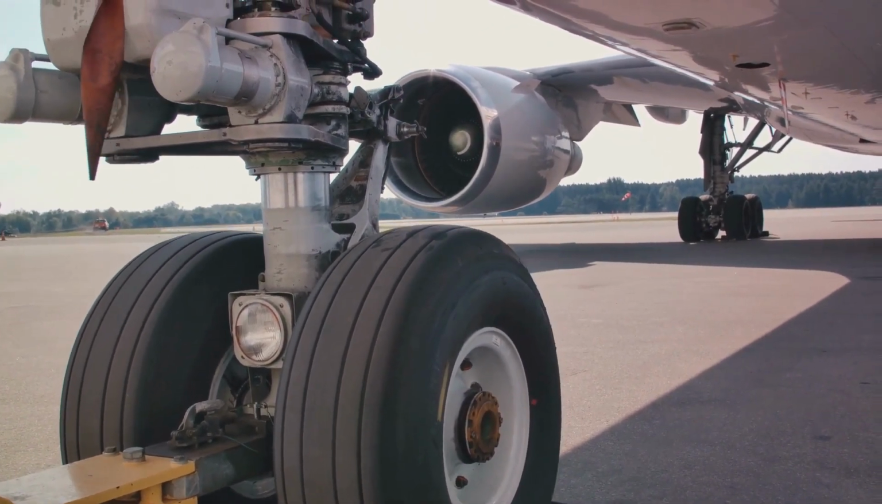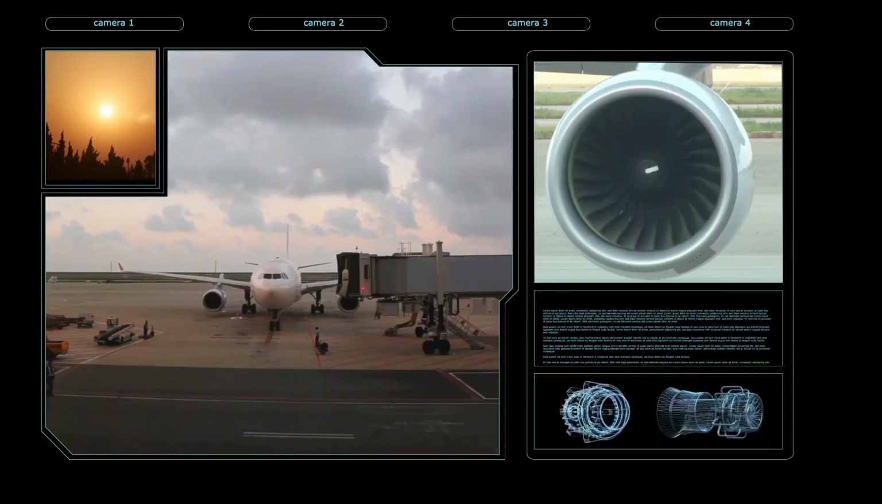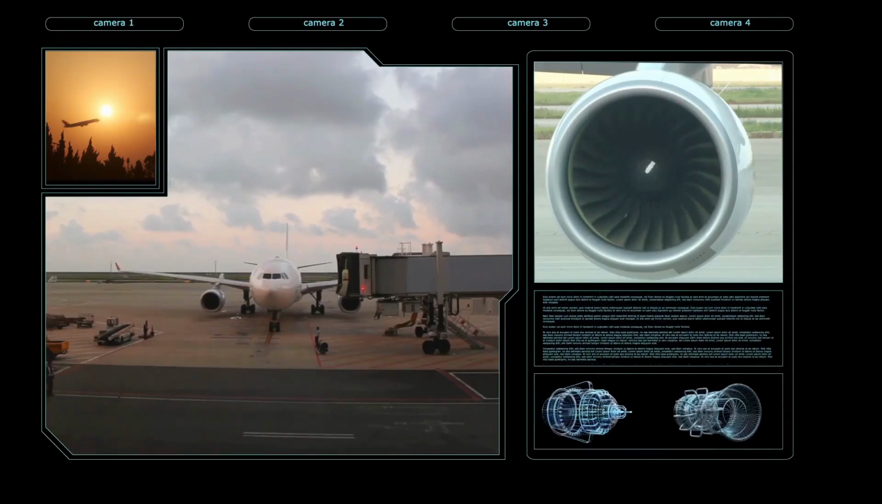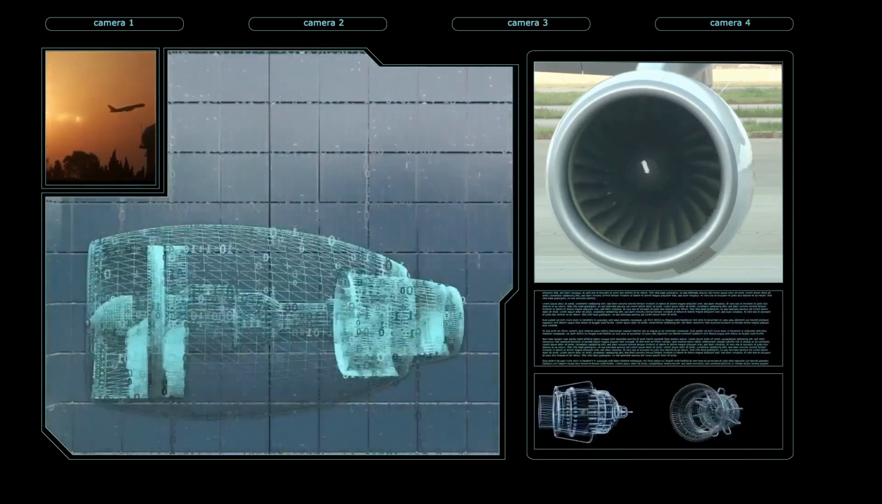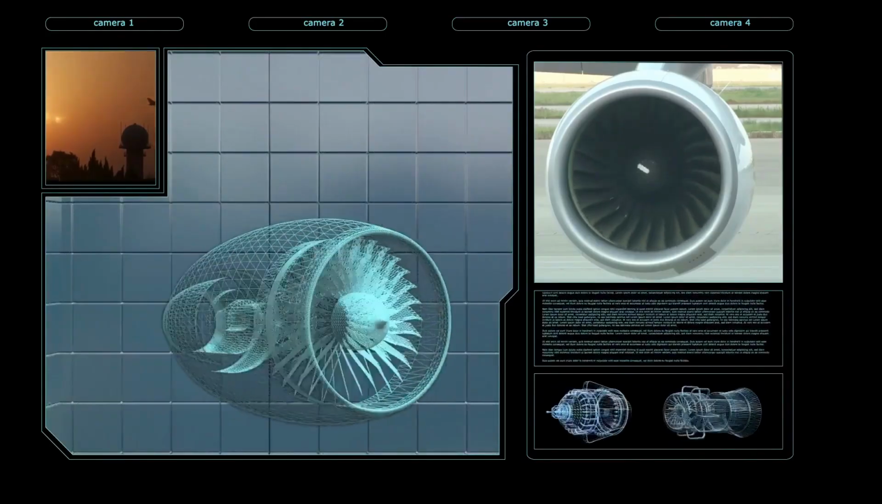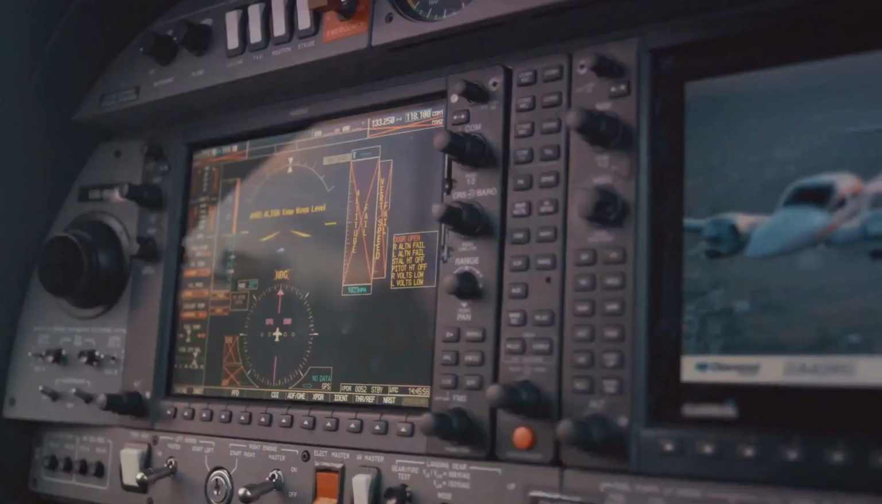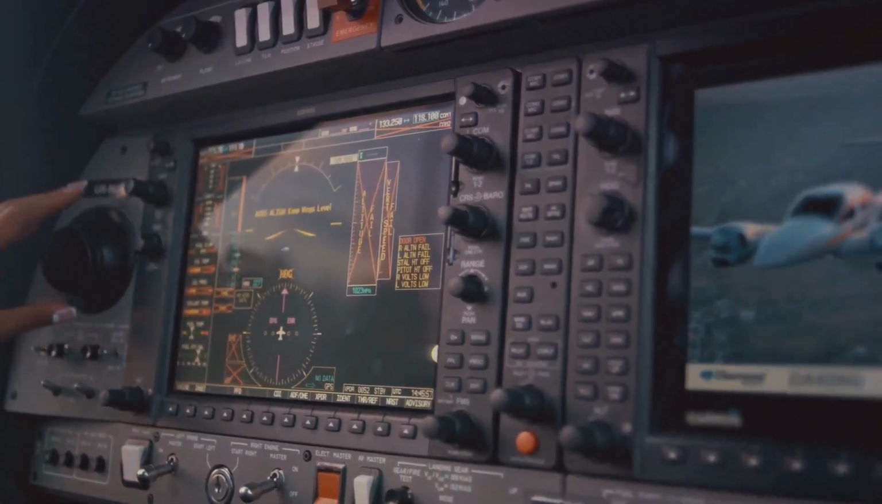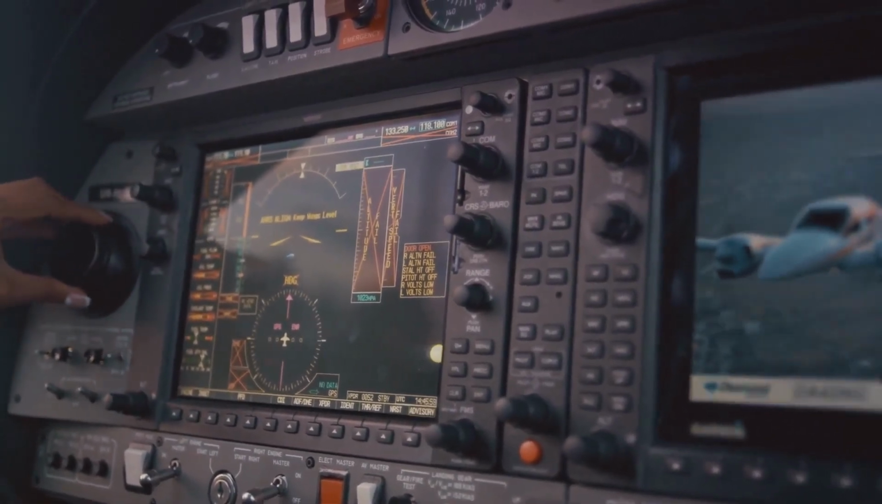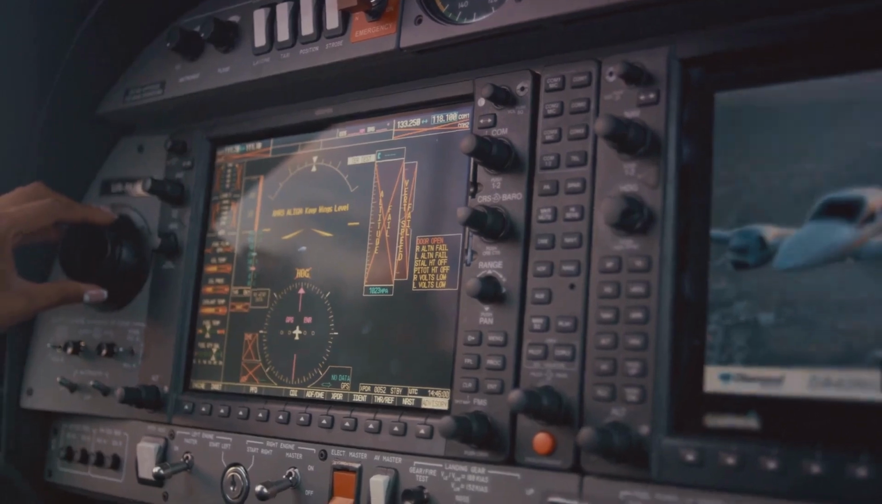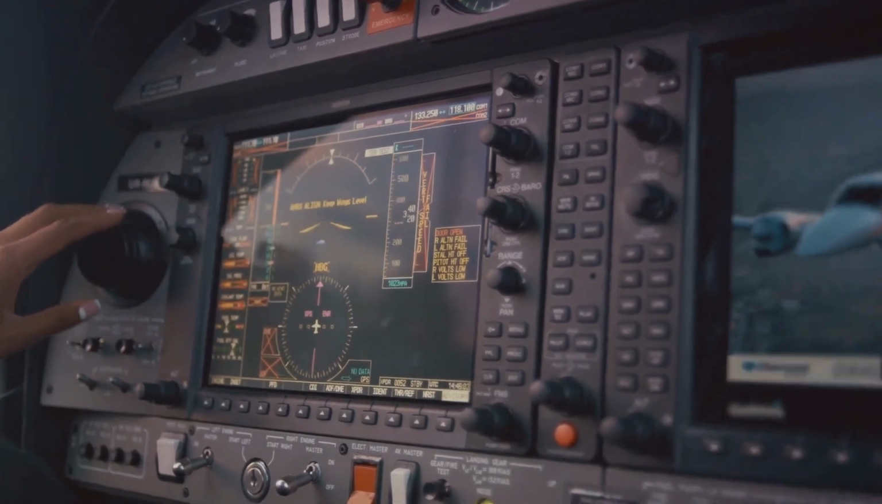Then comes the avionics. This is the brain of the operation, handling navigation, communications, and flight control systems. It's a complex web of computers and software that processes vast amounts of real-time data, allowing pilots to make informed decisions during flight. Avionics systems also include the autopilot, weather radar, and collision avoidance systems, all designed to make air travel as safe and efficient as possible.